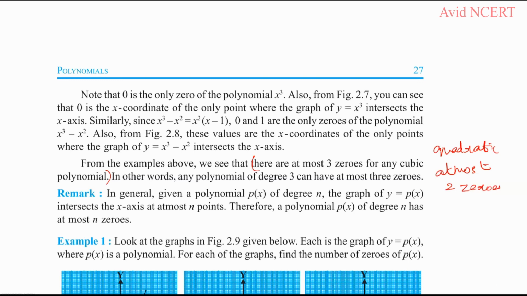So this is just to give an idea about the polynomials. Let's solve the problems in the next session.